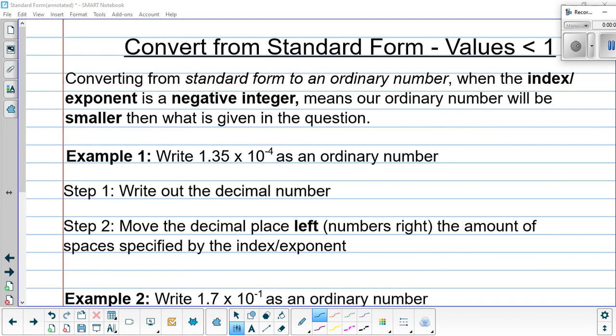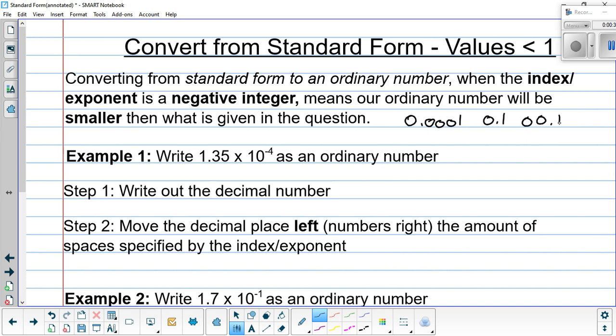Hi, and today we're going to look at converting from standard form, so that's converting to ordinary numbers. This is where we have n values less than 0, which means we're going to get decimal answers out. So we're going to get numbers like 0.001 or 0.1, anything in that kind of form where you have a leading 0 and then a decimal place.